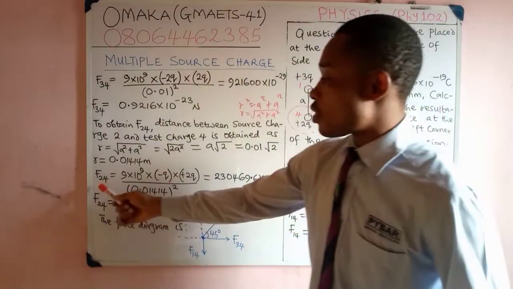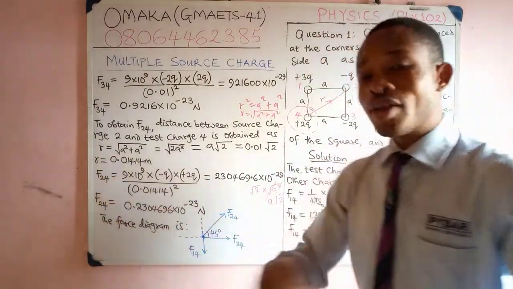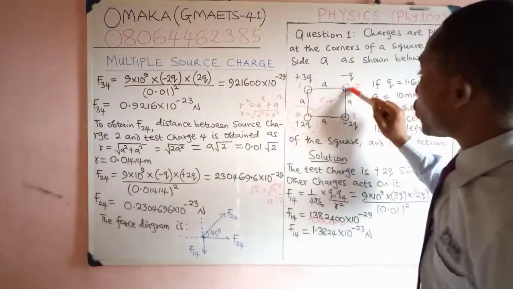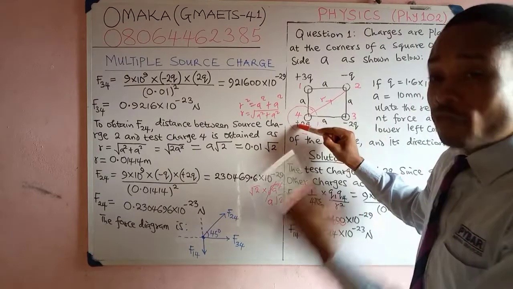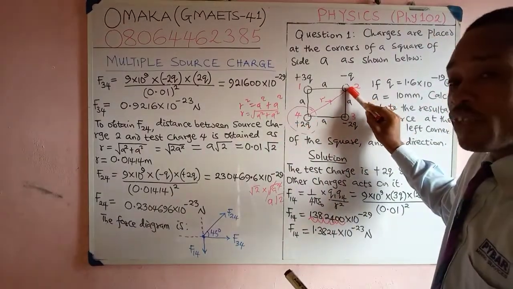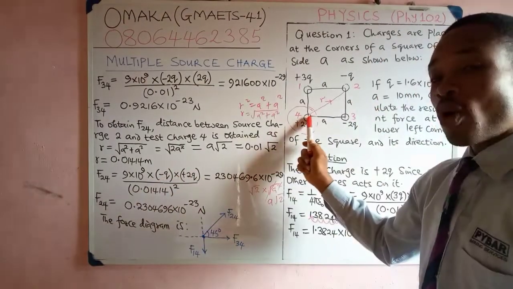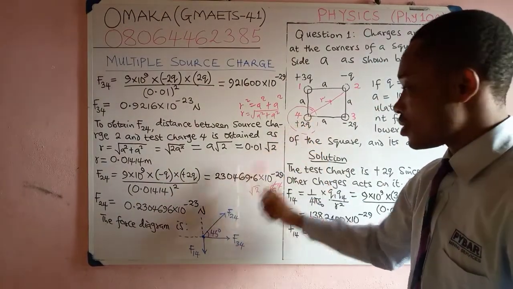Okay, so using Coulomb's law, F24 is equal to 1 over 4 pi epsilon naught, which has this value, then times Q2 on Q4. Is that not so? And then Q2, what is the value of the charge? Minus Q. So look at it. Then times our Q4, what was the charge? 2Q. Is that not so?